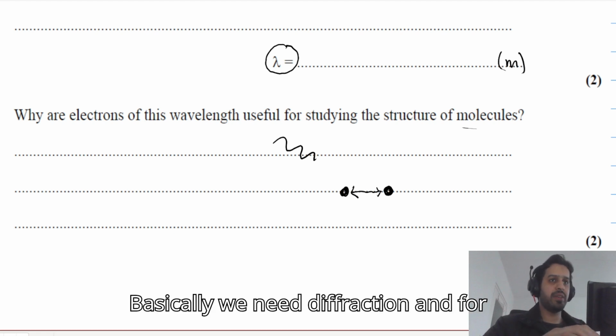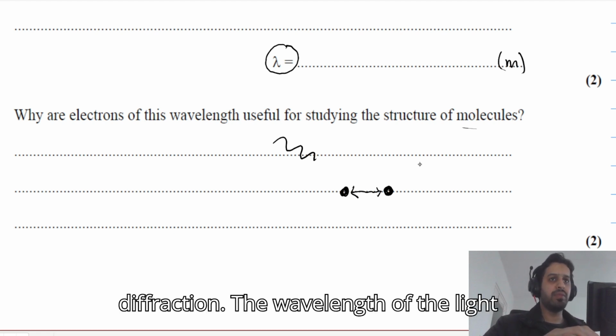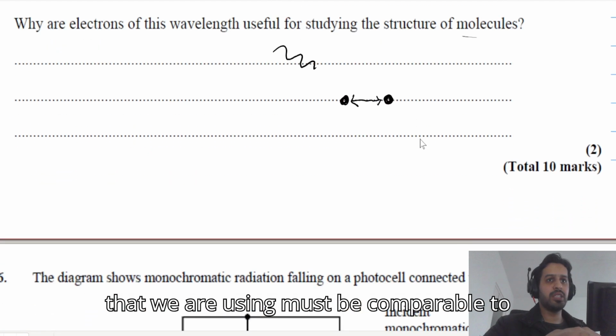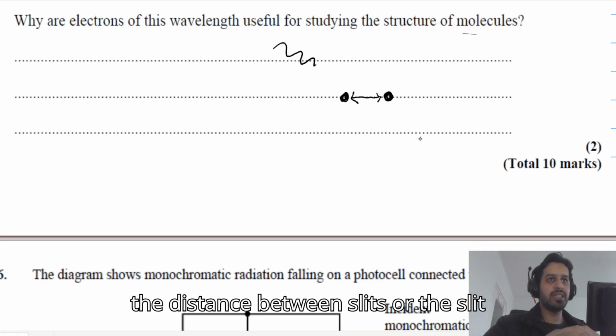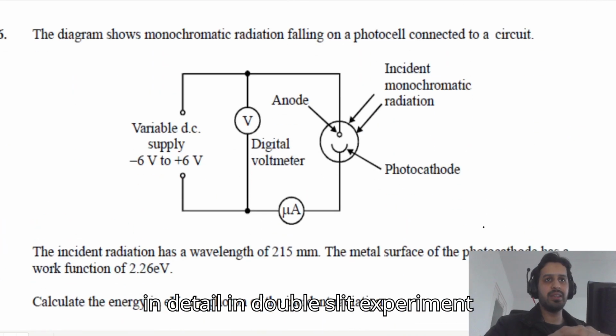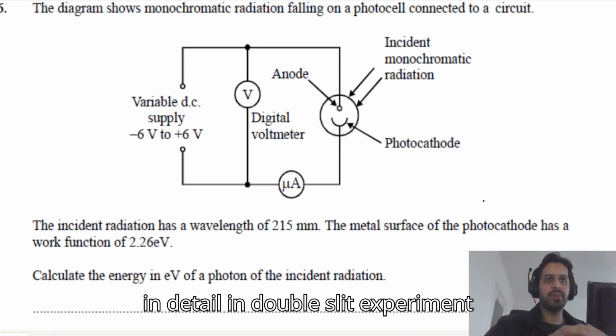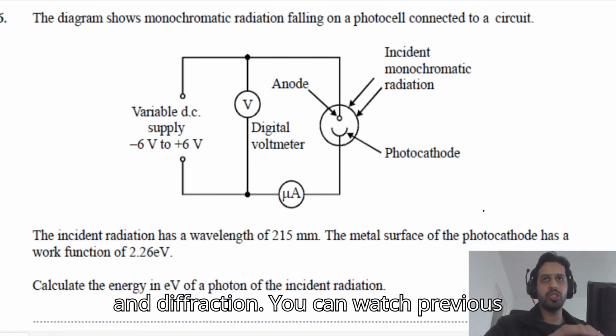Basically, we need diffraction, and for diffraction, the wavelength of the light that we are using must be comparable to the distance between slits, or the slit separation. We have discussed this in detail in the double slit experiment and diffraction. You can watch the previous videos.